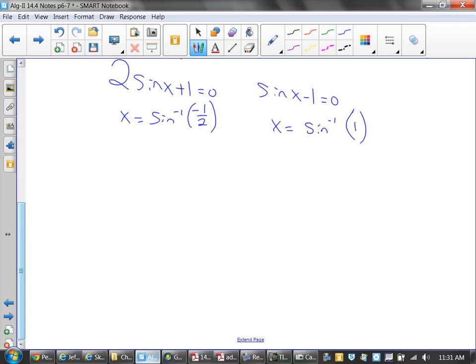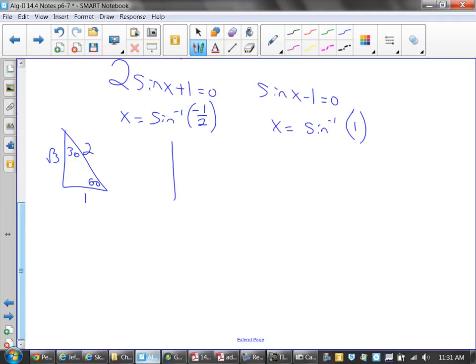What triangle am I working with if I have sine of 1/2? Am I 30-60 or am I 45? 30-60s? Which one is the half? The 30. And what is 30 in terms of radians again? Pi over 6, very good.